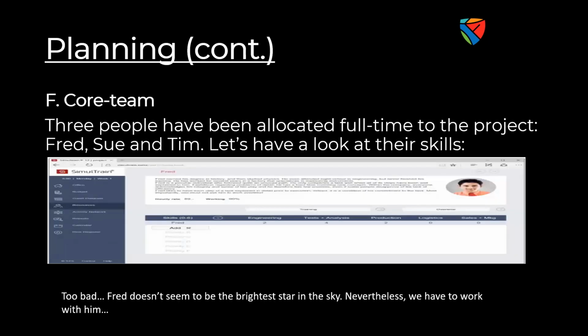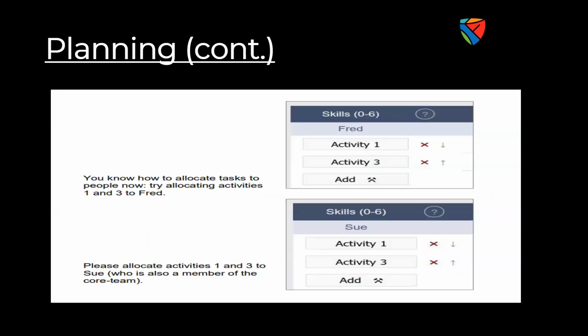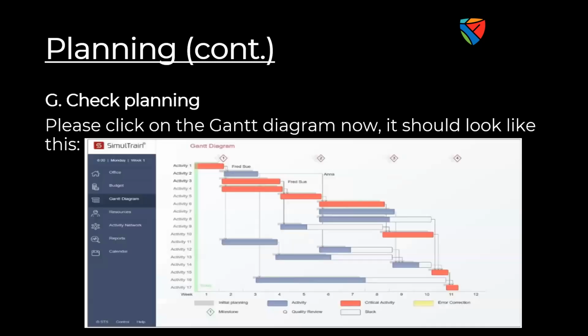And in planning also, this is the core team part. Like 3 people have been allocated full time to the project. Fred, Sue, and Tim. Let's have a look at their skills. All right. So, you know how to allocate tasks to people now by allocating activities 1 and 3 to Fred. We can do these things one by one. If you click on cross, you can remove it and you can change the priority of activities, which activity you think should be completed first.